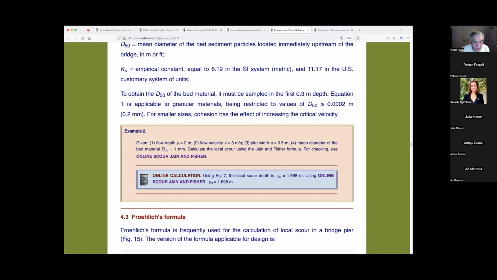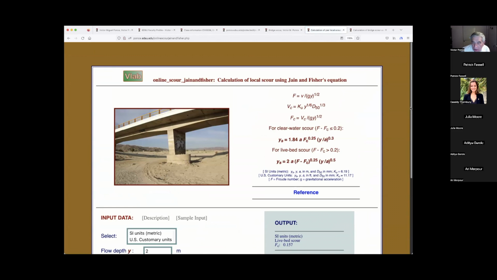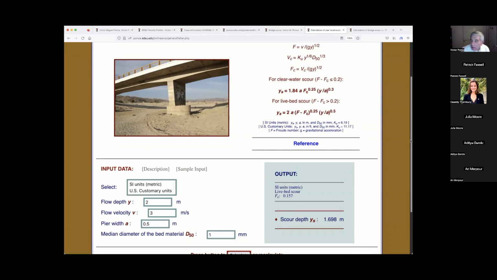So now we have the online calculation of the Jain and Fischer. So let's go ahead and do this calculation. Jain and Fischer, metric units: y is 2, the velocity is 3, the pier width is 0.5, and the mean diameter is 1, right? And we do the calculation, and this came out to be 1.69. The other one, I believe, was 1.66.